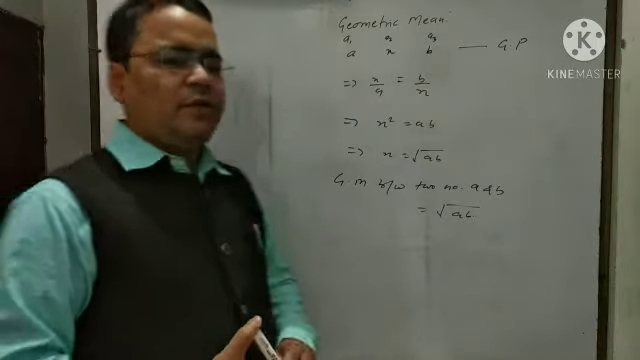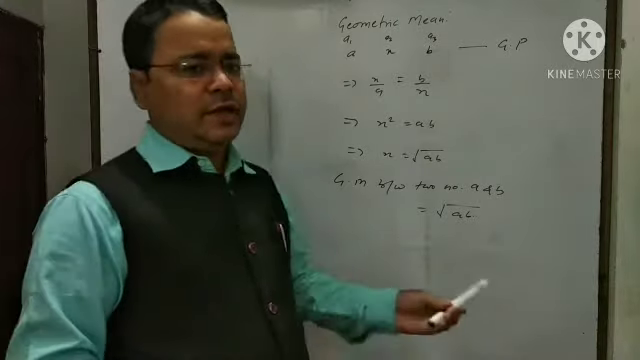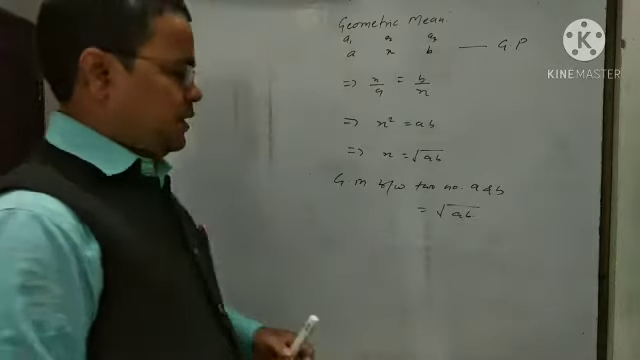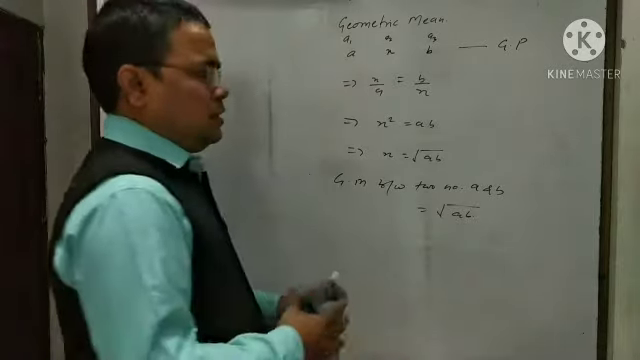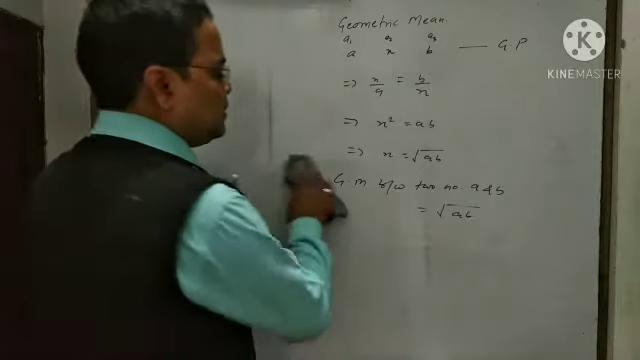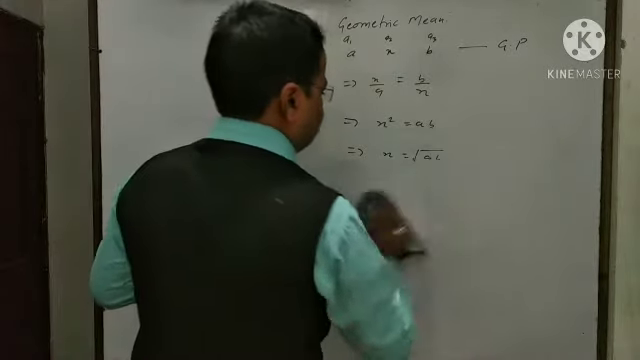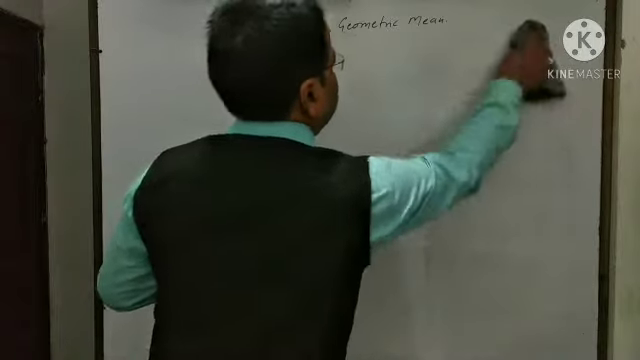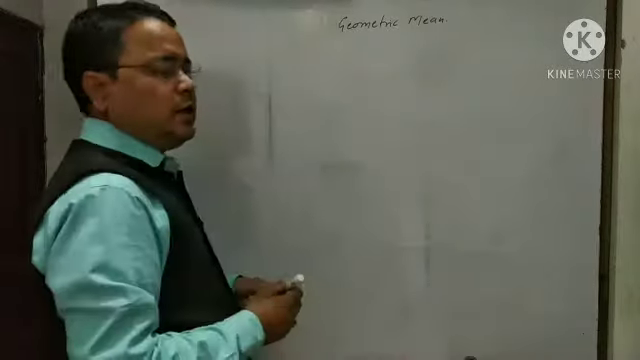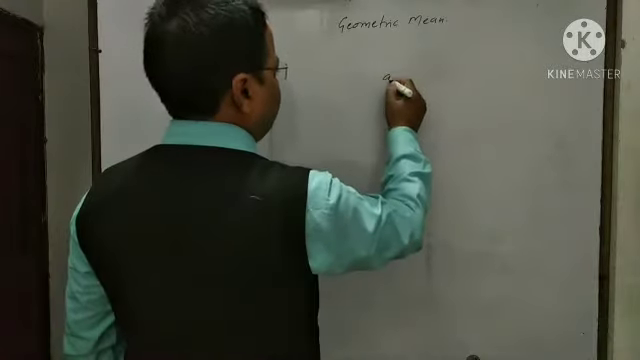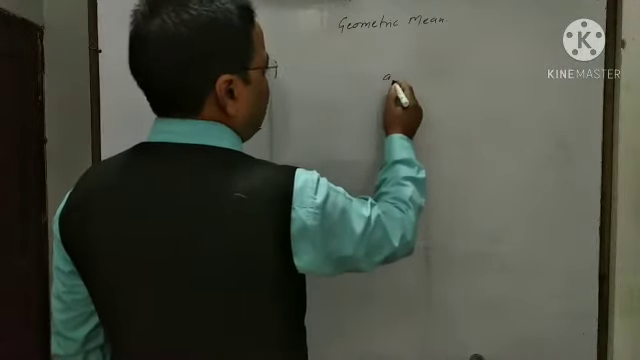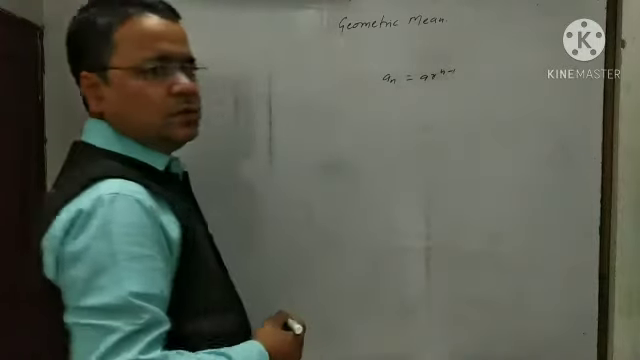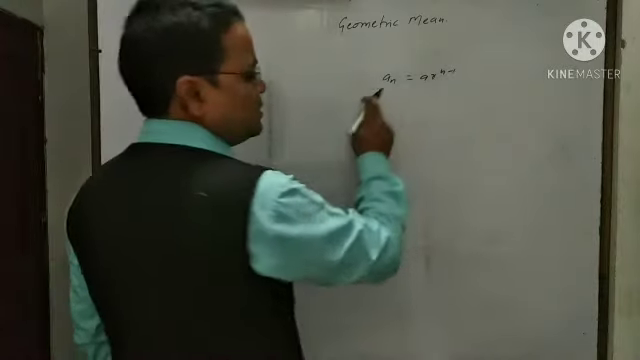Similarly, we can find 2, 4, 5, 6, 10, means n geometric means between two given numbers. Let us know how to find n geometric means between two numbers. But before that, let us revise the geometric progression. We know that the nth term, an, is equal to a r to the power n minus 1. This is also known as the last term.